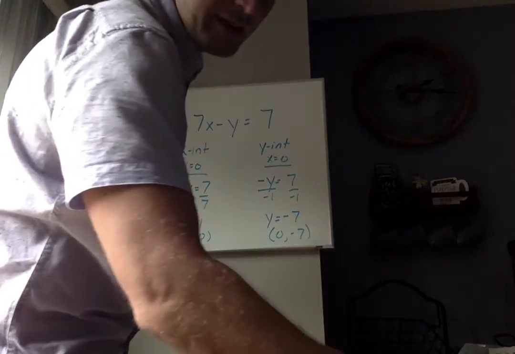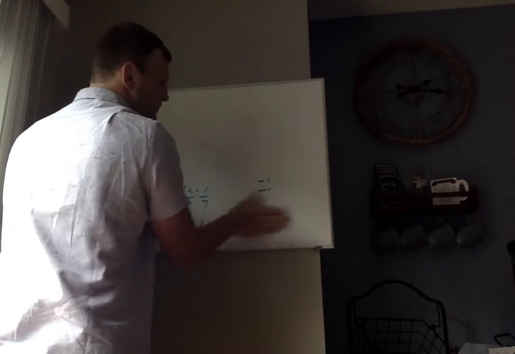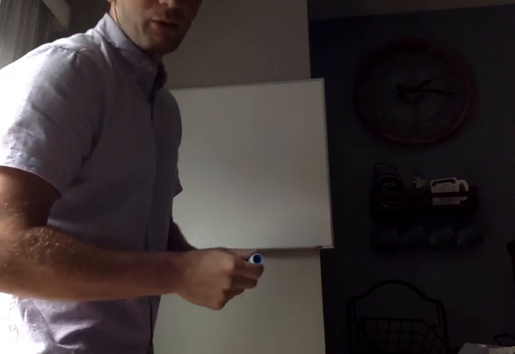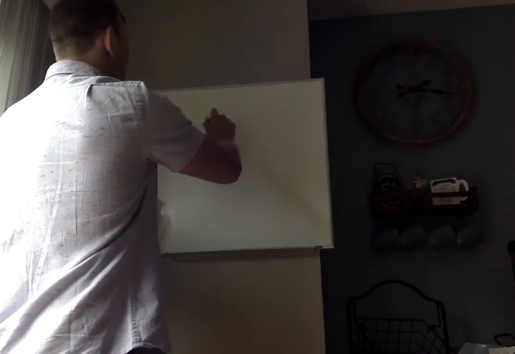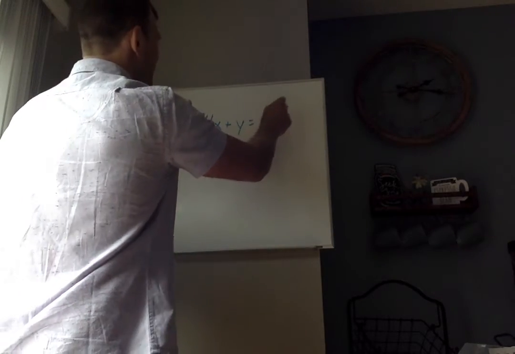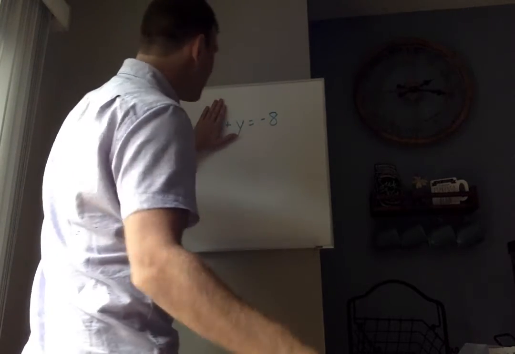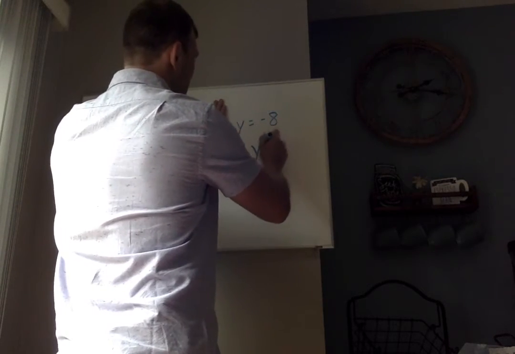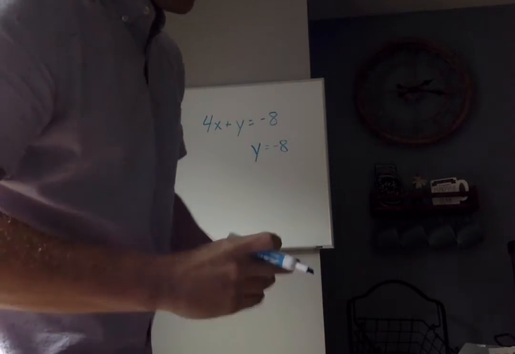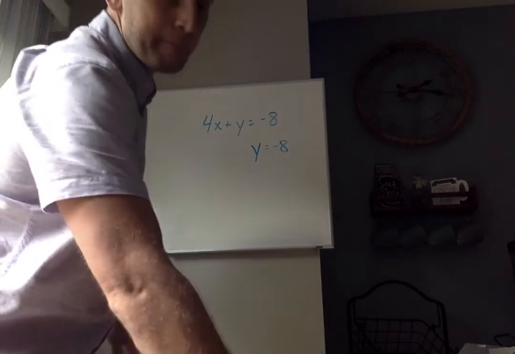All right, for the next problem, it says find the y-intercept. So I'm going to do the same thing. I'm only going to have to do it for part because I just want to find the y-intercept. So it says 4x plus y equals negative 8. So if I want the y-intercept, I'm going to cover up x, and I have y equals negative 8. So there we go. So y equals negative 8.